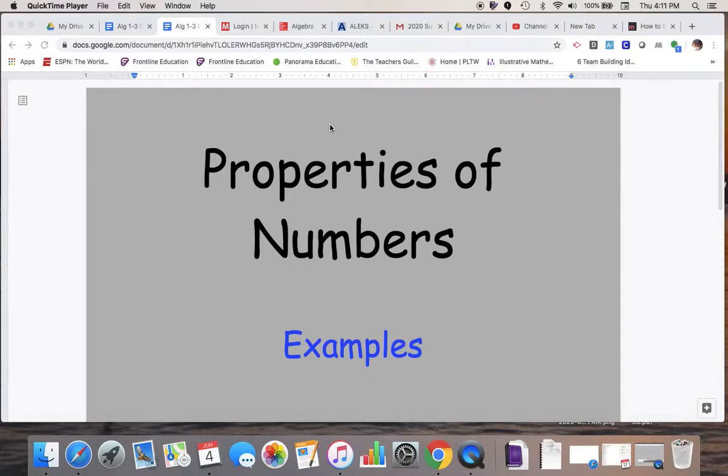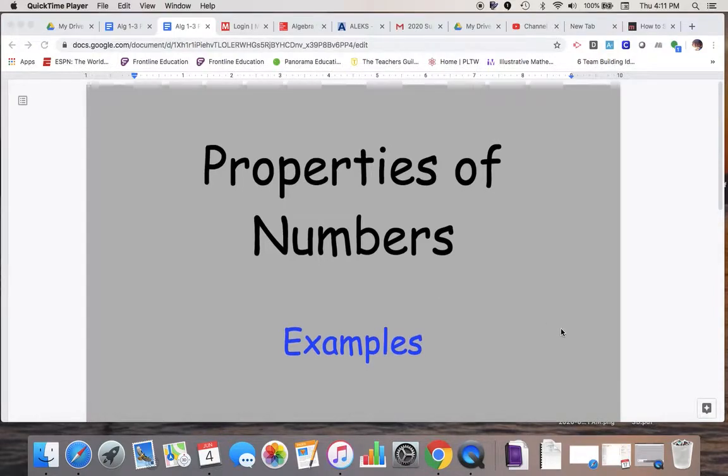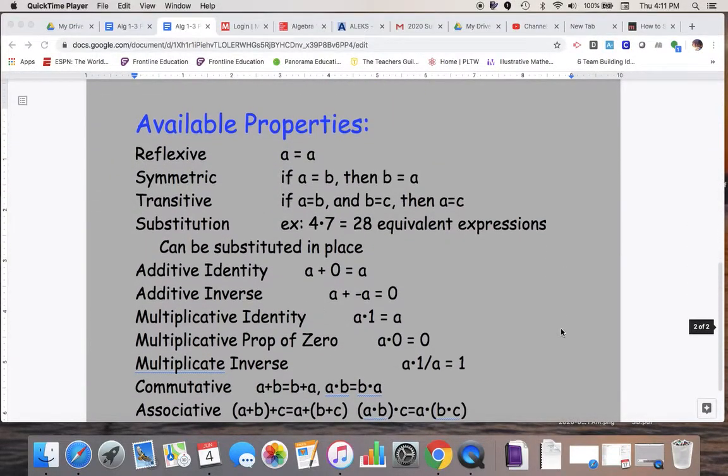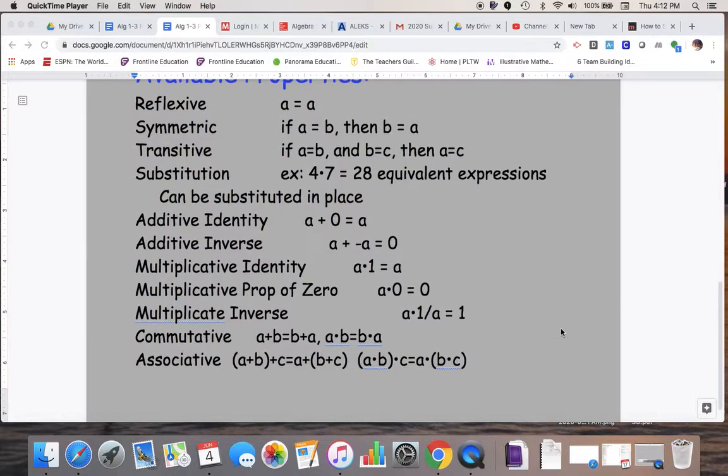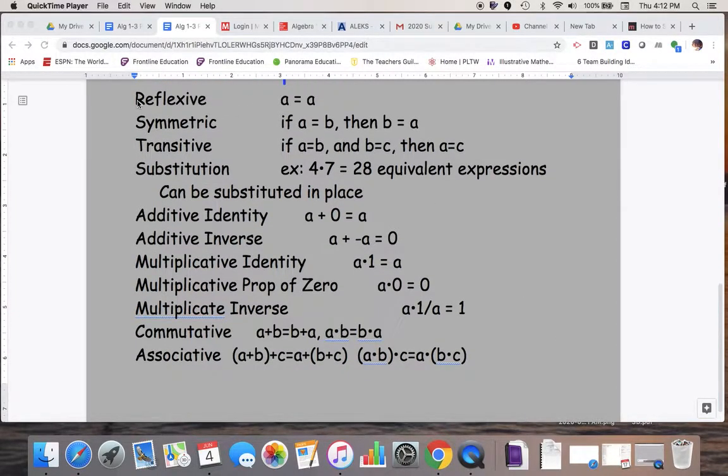Okay, what we're going to do now is look at some examples using these different properties of numbers that we've been talking about. So, quick little review of what we've talked about. We kind of agreed that reflexive, symmetric, and transitive are good properties, but they're more for proving things in a geometric sense and in other cases where you're doing actual detailed proofs. For our purposes right now, we're really not going to use those.